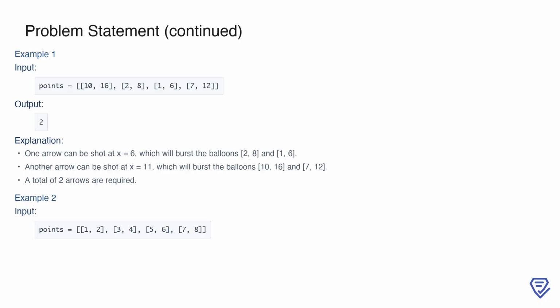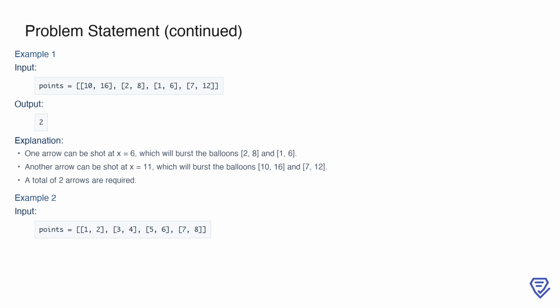Suppose the input is points equals [10, 16], [2, 8], [1, 6], [7, 12]. Here, we have 4 balloons with their respective diameters. To minimize the number of arrows, we could shoot one arrow at x equals 6. This arrow intersects 2 balloons, [2, 8] and [1, 6], bursting both.